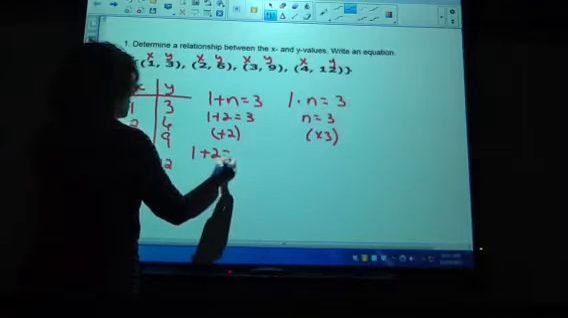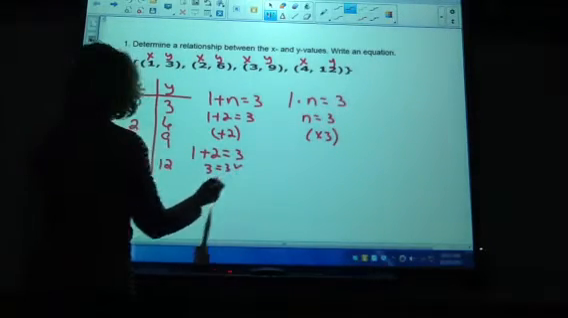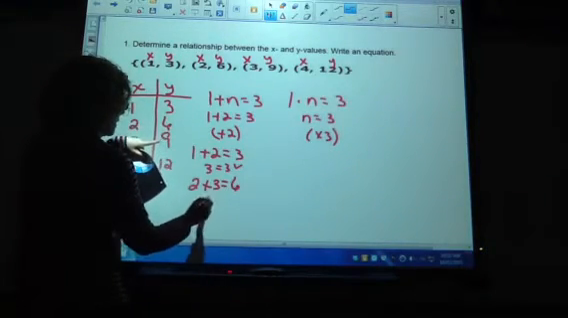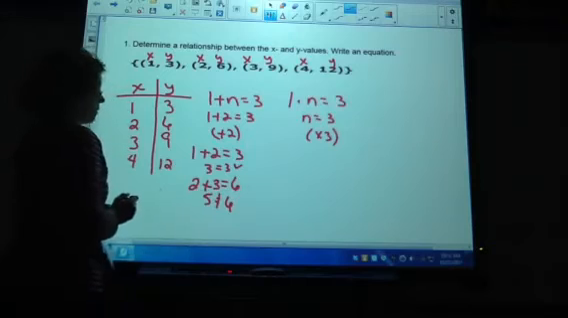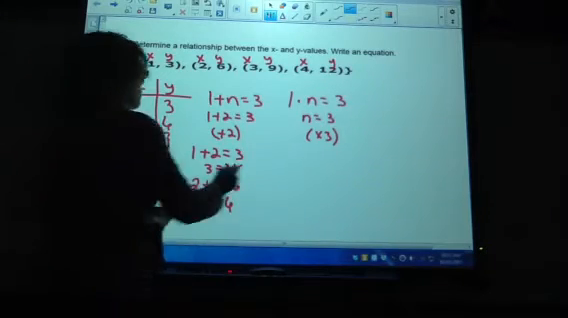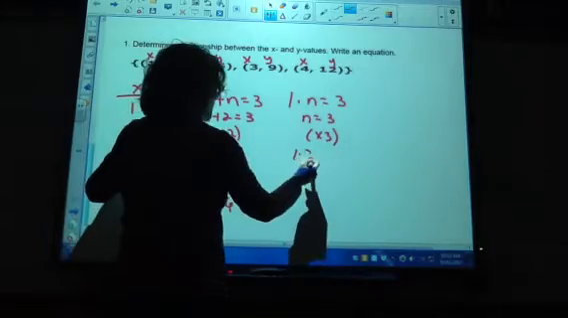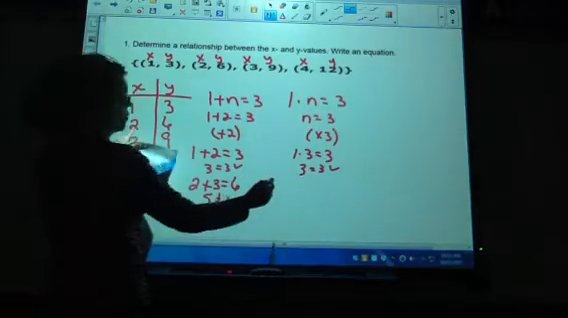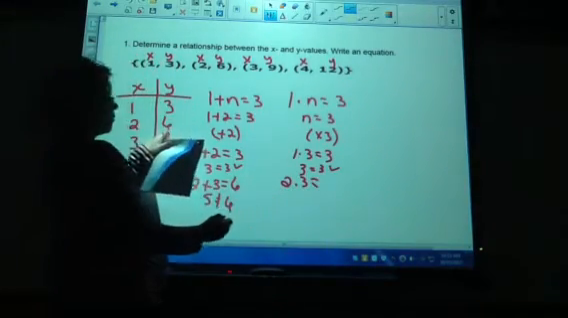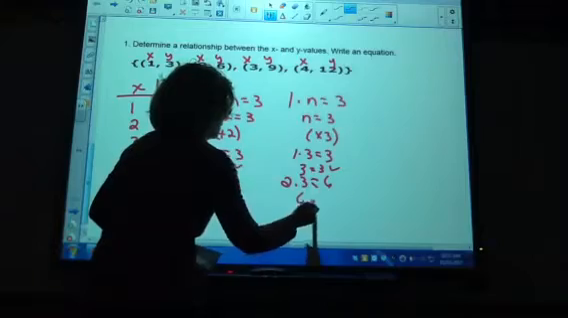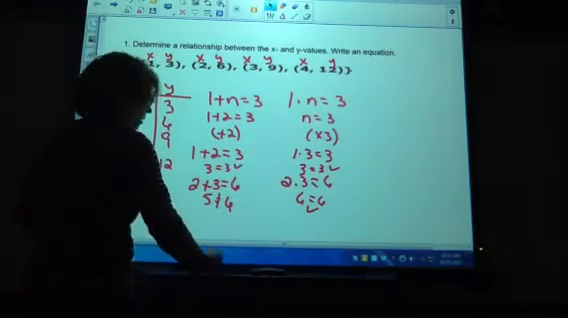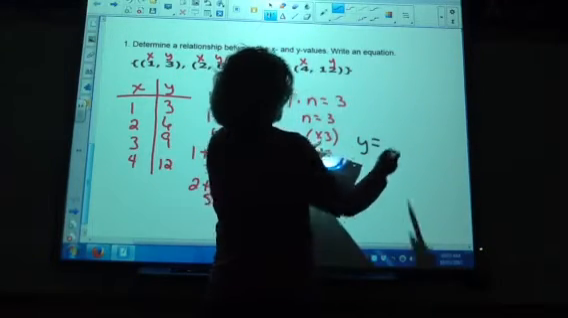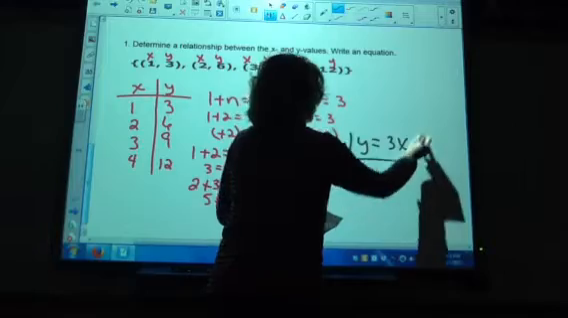1 plus 2 equals 3. Check. 2 plus 2 equals 6? Not true. Okay? So now let's go over to our multiply by 3. 1 times 3 should equal 3. Check. 2 times 3 should equal 6. Check. So, what's our equation? Our equation is that we're taking x and multiplying it by 3.